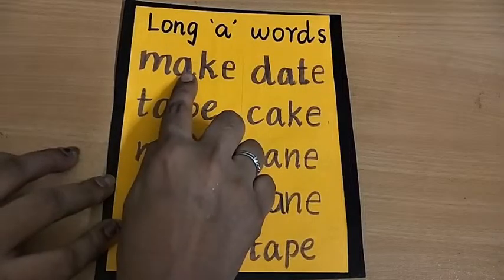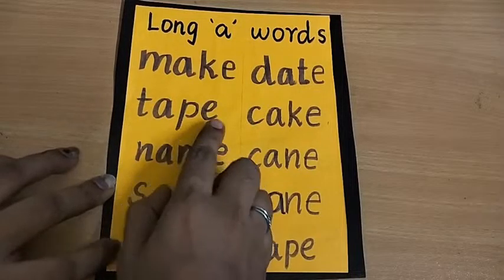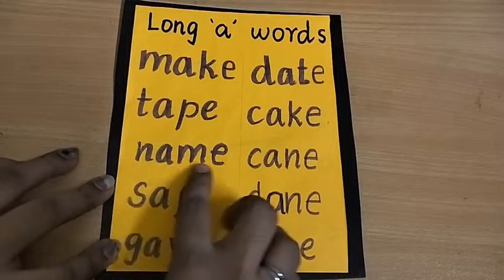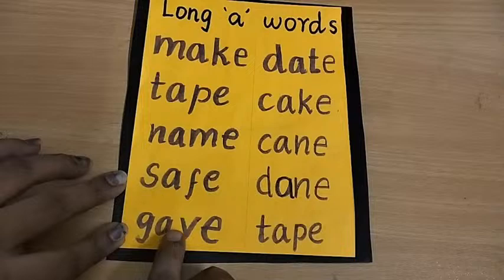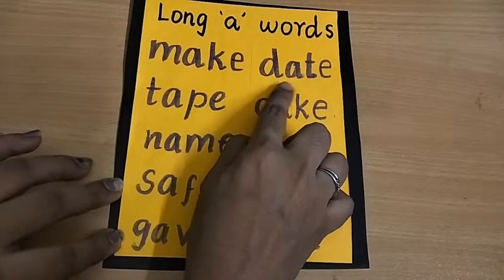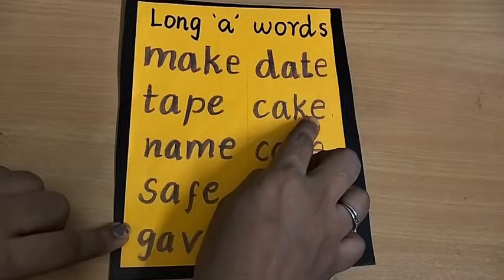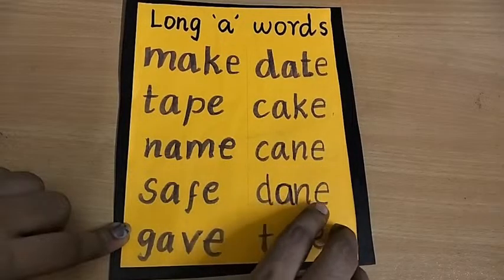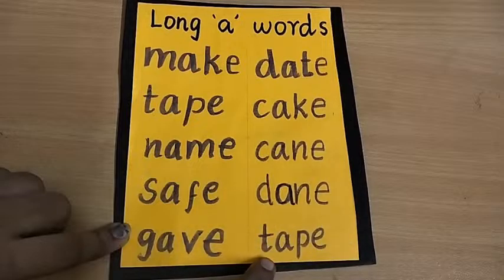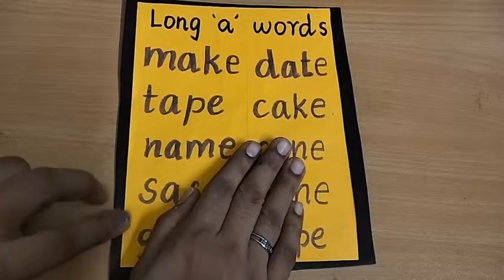So once again, I'll read all these words without saying separate sounds. Okay. Make. Tape. Name. Safe. Gave. Date. Cake. Cane. Dane. Tape. So in this case, you have to read with this long sound. Okay. Next, we'll go with the vowel E.